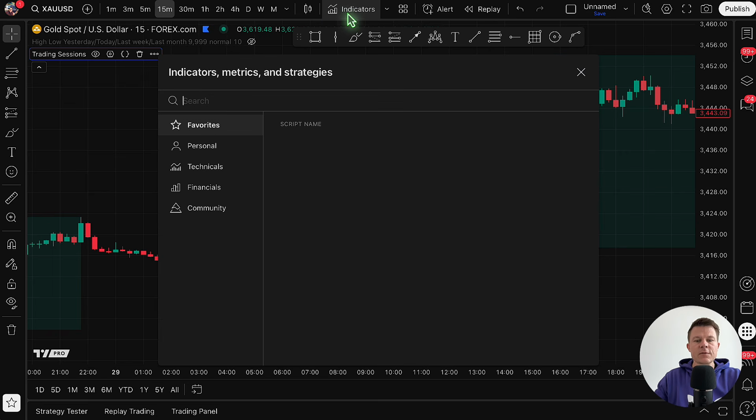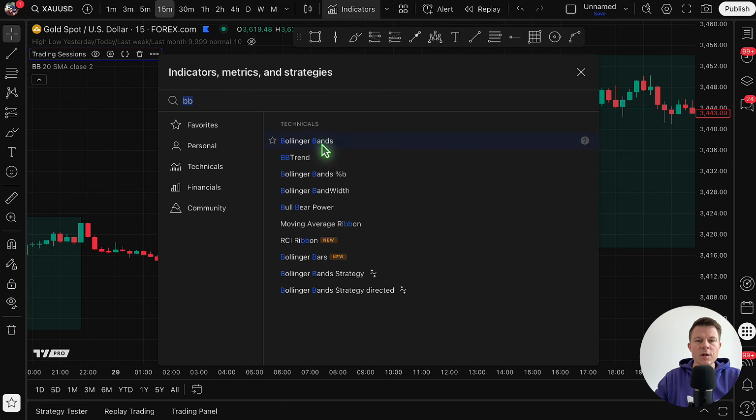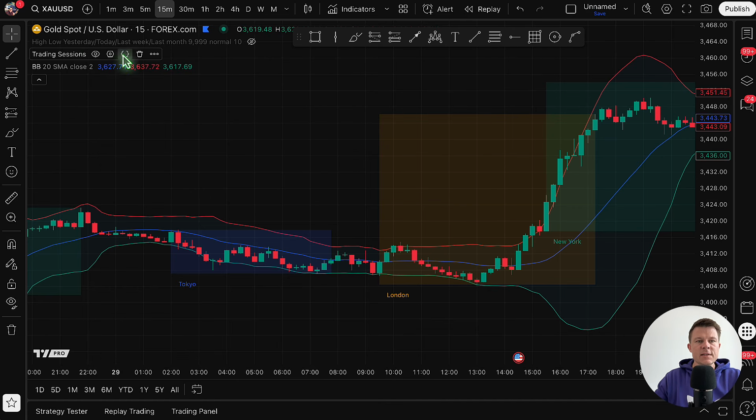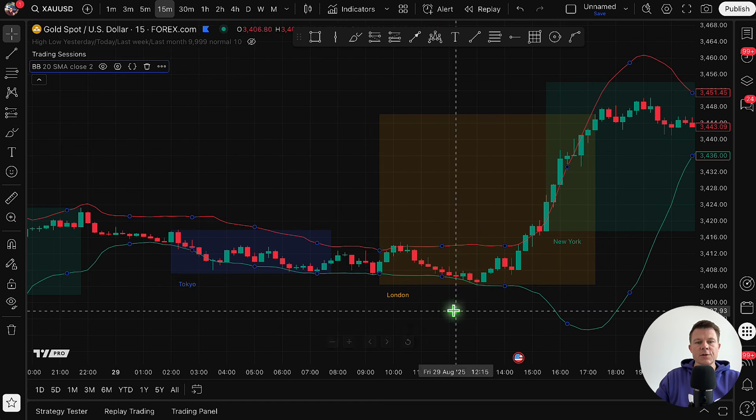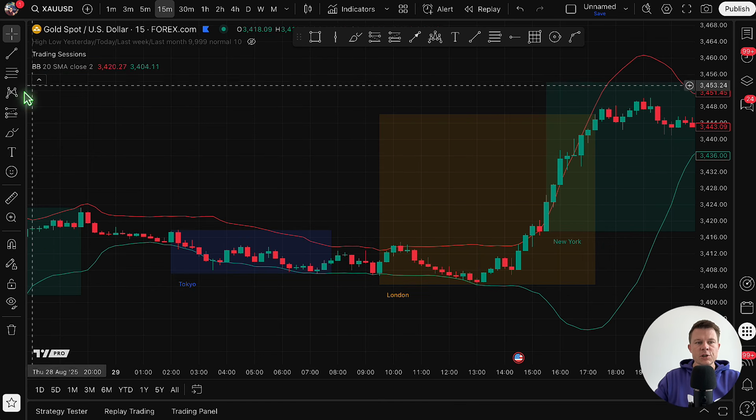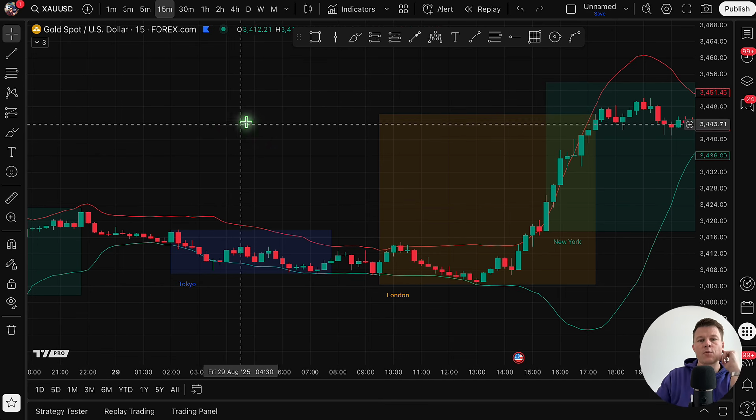And then the second part, very simple, we just put in BB for Bollinger Bands. We open the settings here for the Bollinger Bands again. And here we don't need a background, and this is just cosmetics, right? So just basis and background, we turn it off. And now we have a good charting environment that we can work with.